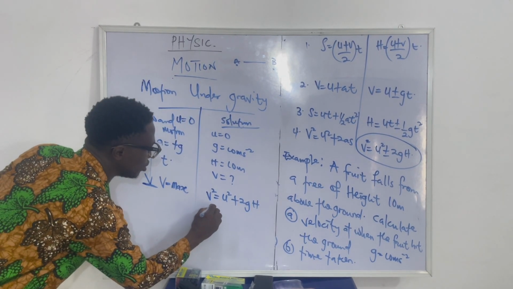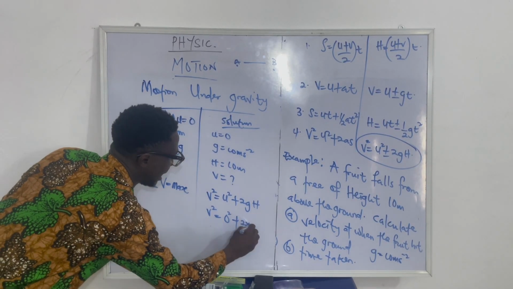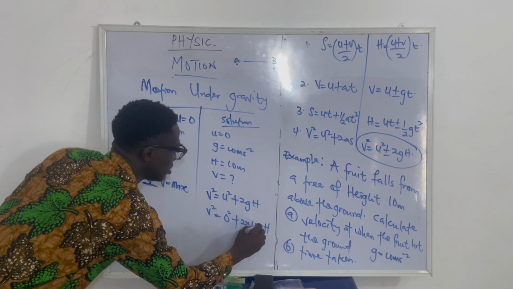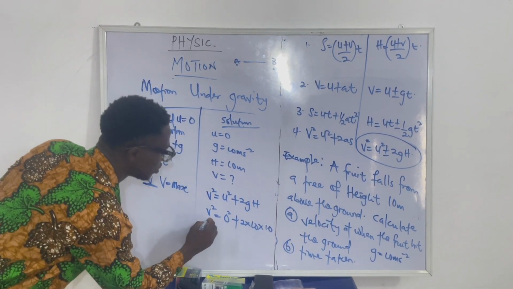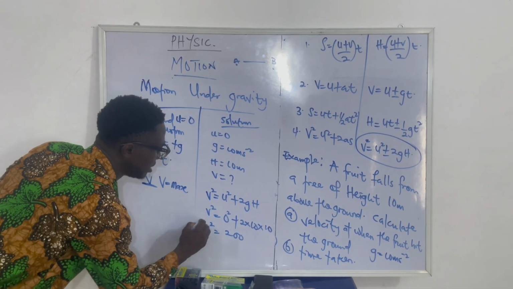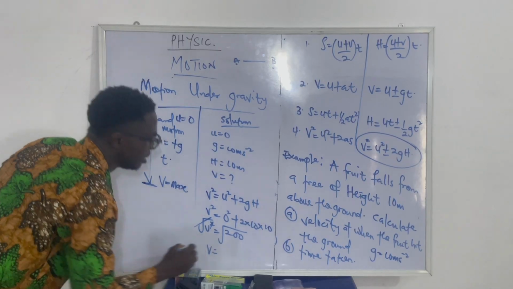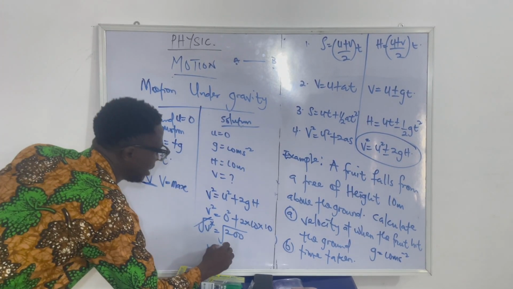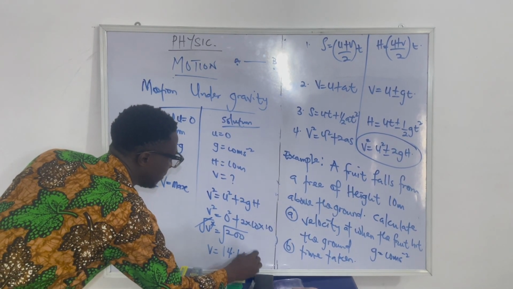So v is unknown, u is 0 square, plus 2 times g, which is 10, and h is also 10. So v square equals 200. Then we find the square root of both sides. The square root of 200 gives us 14.14 meter per second.